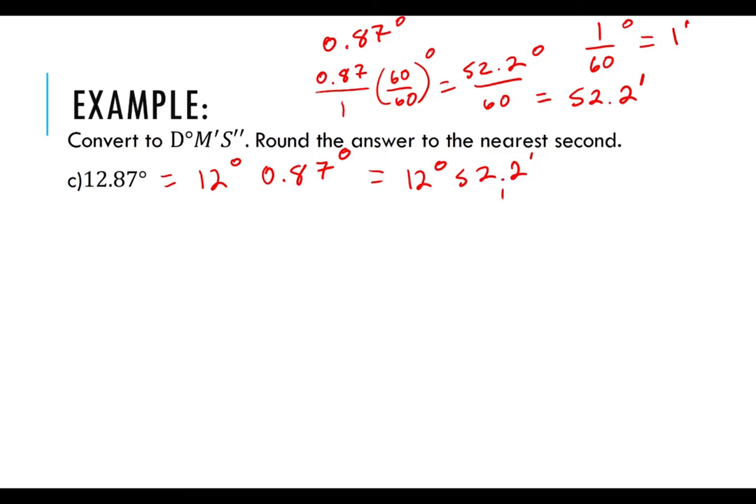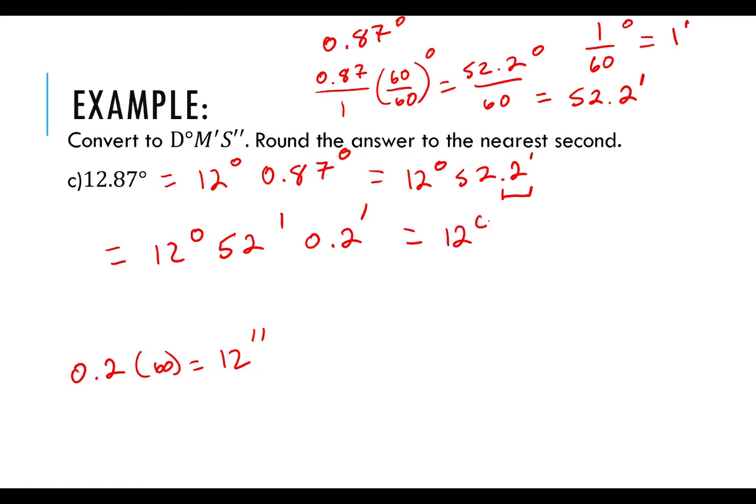Well, then all we need to do is worry about this decimal to get our seconds. So break it off. That's going to be 12 degrees, 52 minutes, and then we've got to deal with this 0.2 minutes, but all you need to do is multiply it by 60. 0.2 times 60 is going to give us 12, and that's going to be in seconds. And so this is 12 degrees, 52 minutes, 12 seconds.